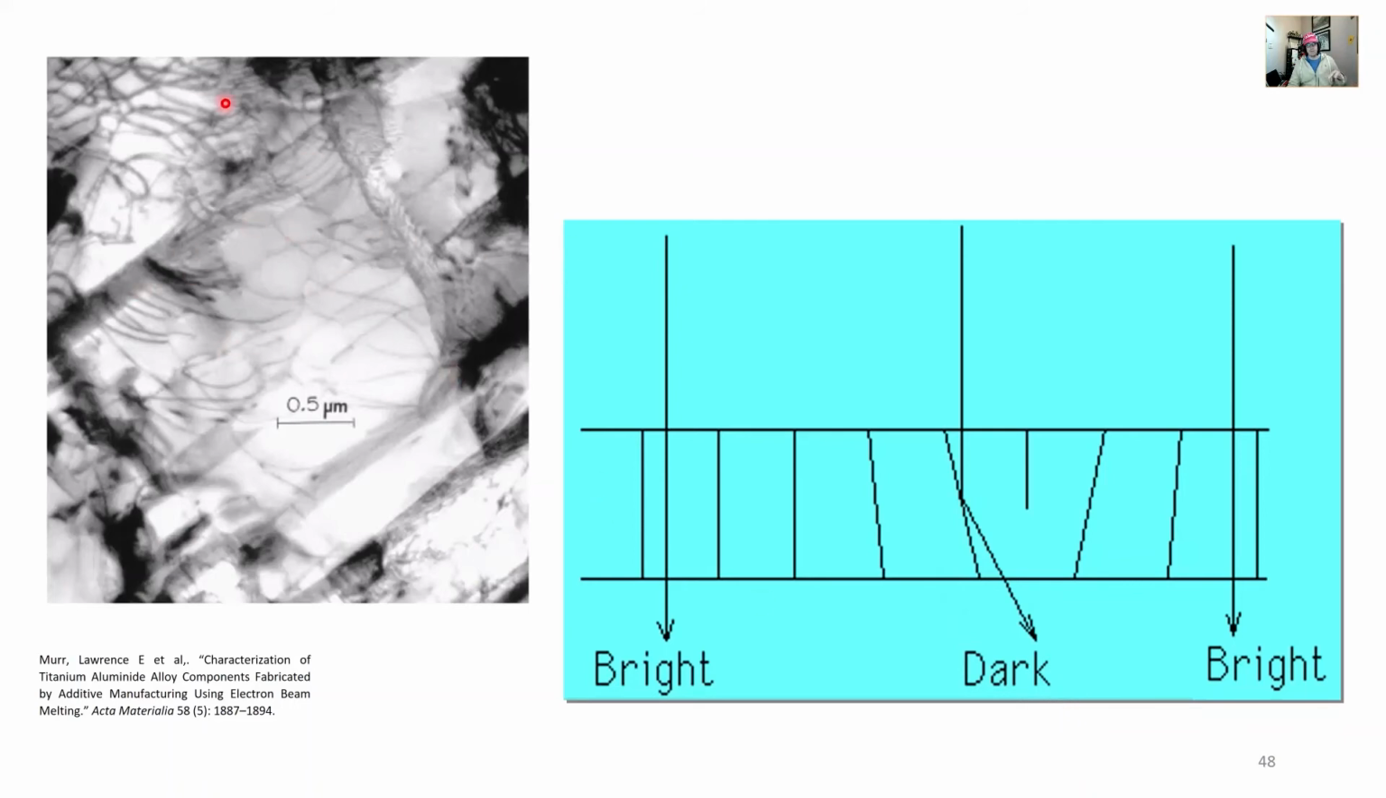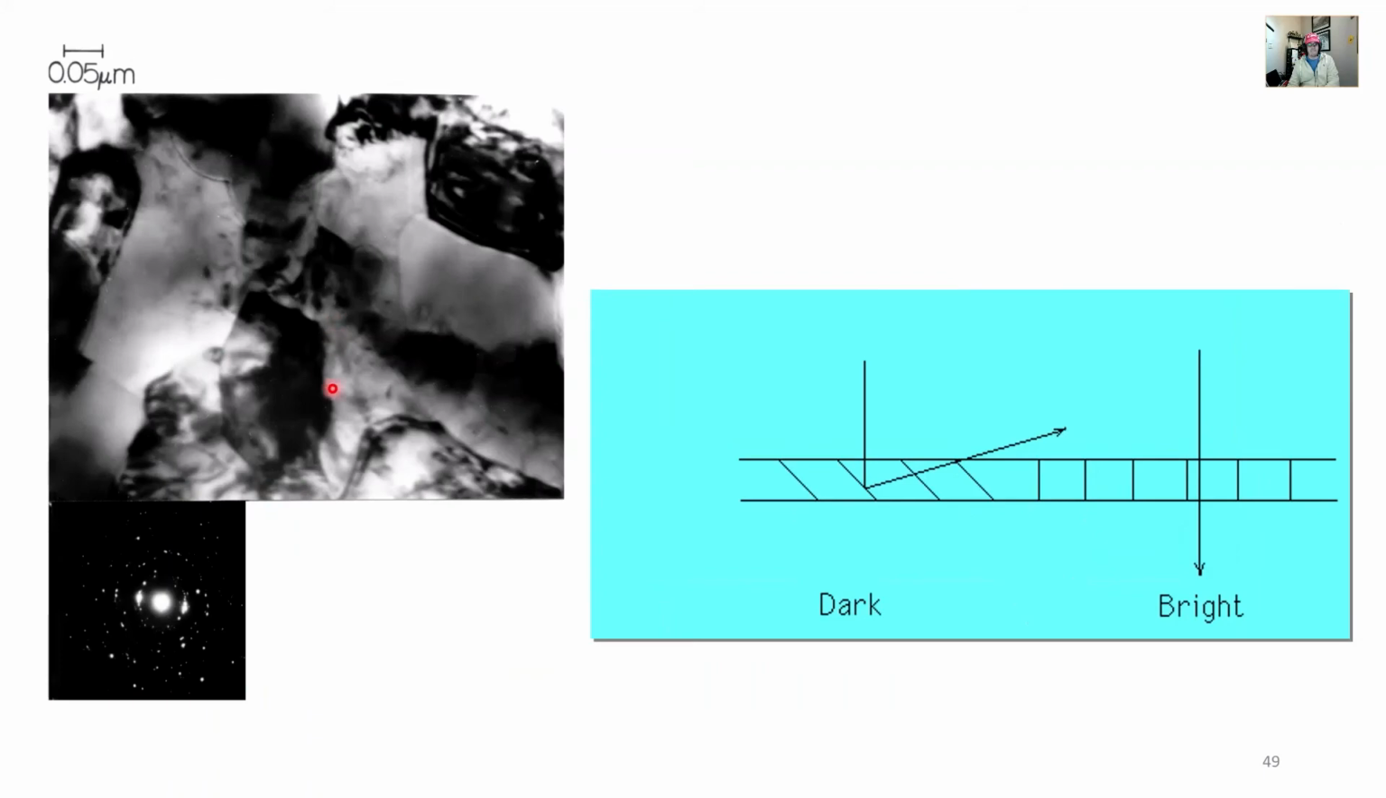So everything appears dark in the presence of these. We'll just refer to everything globally as a defect, as defects. So the defects appear dark because the beam is being deflected somewhere else. It doesn't have to be a defect either.